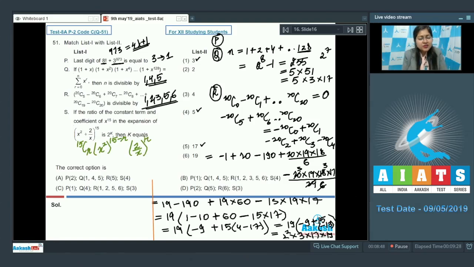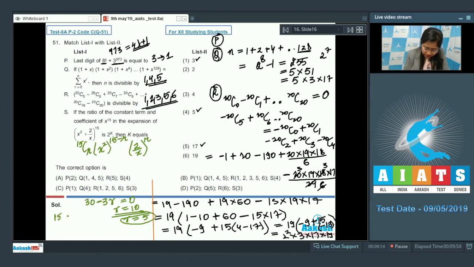To find the constant term, we will put 30 minus 2r minus r, that is minus 3r, equal to 0, that is value of r is equal to 10. Now to find the coefficient of x raised to the power 15, we will put 30 minus 3r equal to 15. So we will get r equal to 5. So the ratio will be equal to, firstly let's put r equal to 10.